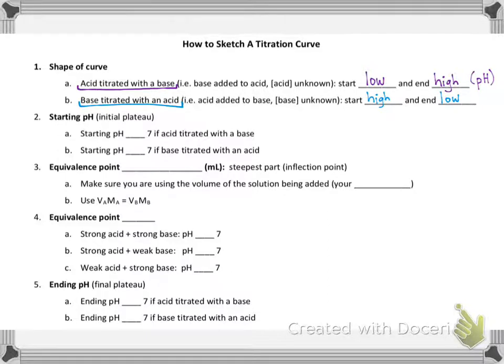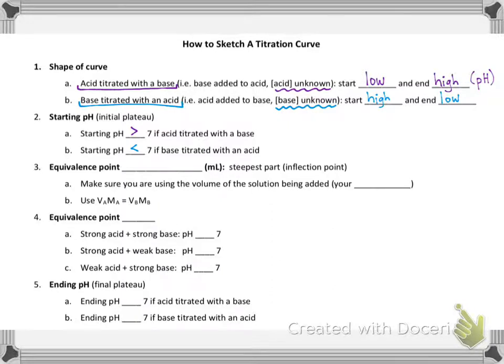Be careful. They won't always say what's added to what. Sometimes they'll just tell you what's unknown. Remember, the thing that you start with is your unknown. So if you have an acid titrated with a base, your acid concentration is unknown, and vice versa. If you're just doing a rough sketch, they do not expect you to be precise and calculate your exact starting or ending pH. You just need to make sure you're starting at a pH less than 7 and you're ending at a pH greater than 7. You're starting at a pH less than 7 if it's an acid titrated with a base. You're starting at a pH greater than 7 if it's a base titrated with an acid.